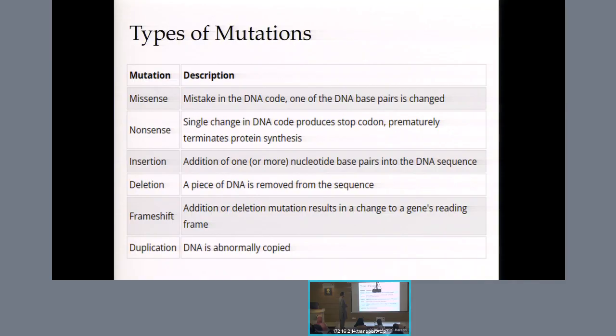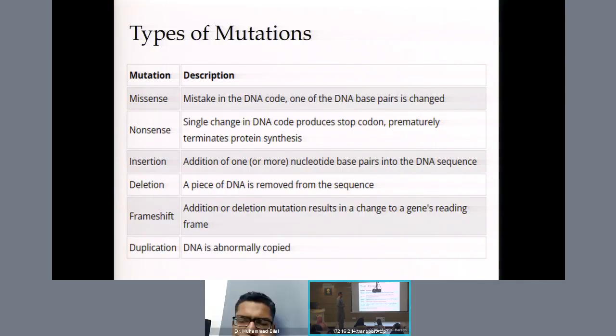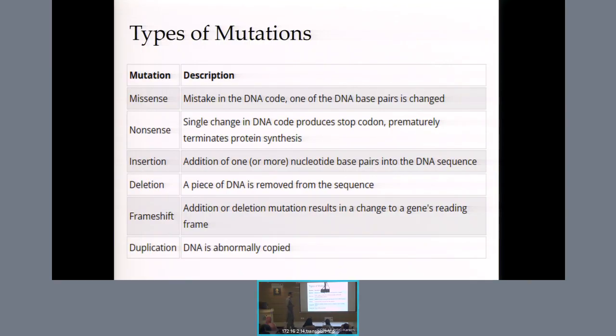A missense mutation can be a nonsense mutation. A single change in DNA code produces premature stop codons in the sequence. आपकी प्रोटीन का एक particular sequence होता है. If a base comes in that changes a sequence into a stop codon. मैं अभी आपको थोड़ा demonstrate करूँगा. You may find an insertion where a base has been inserted into the DNA sequence. You may find a deletion where a base is removed from the sequence.